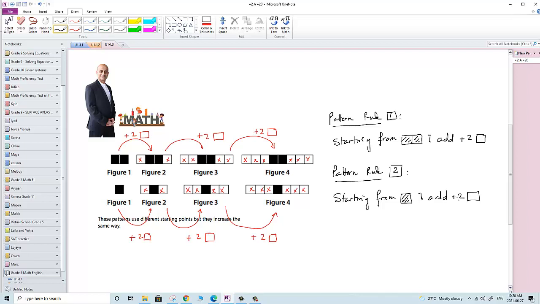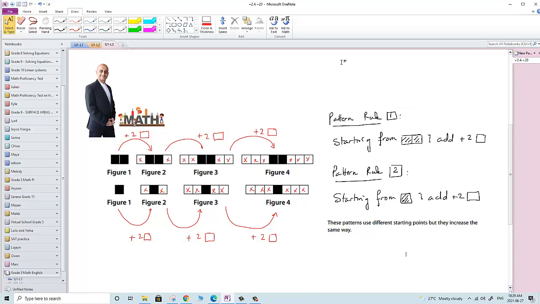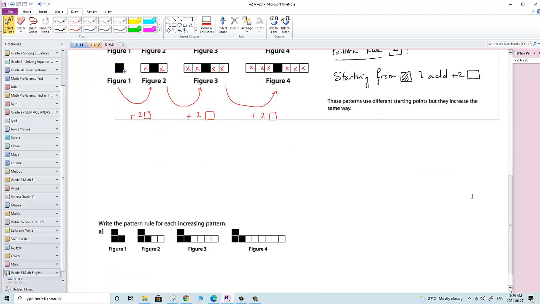So now someone will tell me to compare between the 2 patterns. It's easy for me to compare because I have the pattern rule for each one. So I'm going to say this is the answer. These patterns use different starting points. Yes, here I start with 2 black blocks, but here I start with only 1 black block, but they increase the same way. They increase the same way because the increase is 2 white and 2 white. So it's increasing the same way.